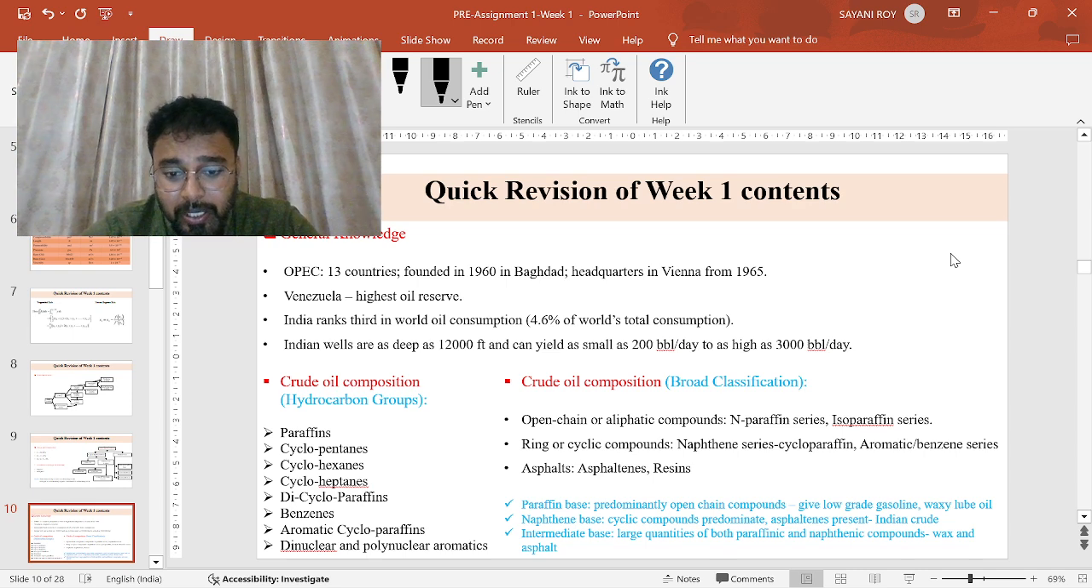It can also be classified by base. Paraffin base means predominantly open chain compounds like long chain, which give us low grade gasoline and waxy lube oil. Then there is naphthalene base, which mainly gives us cyclic compounds, mainly asphaltene. Indian crude is mainly of naphthalene base. Then there is intermediate base, in which large quantities of both paraffinic and naphthenic compounds are present.